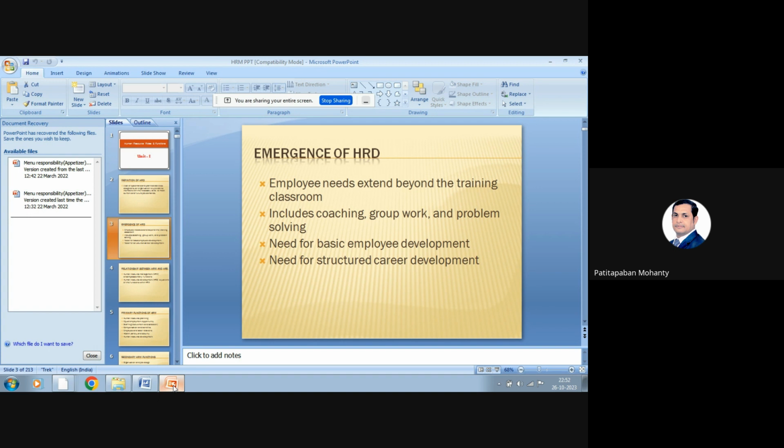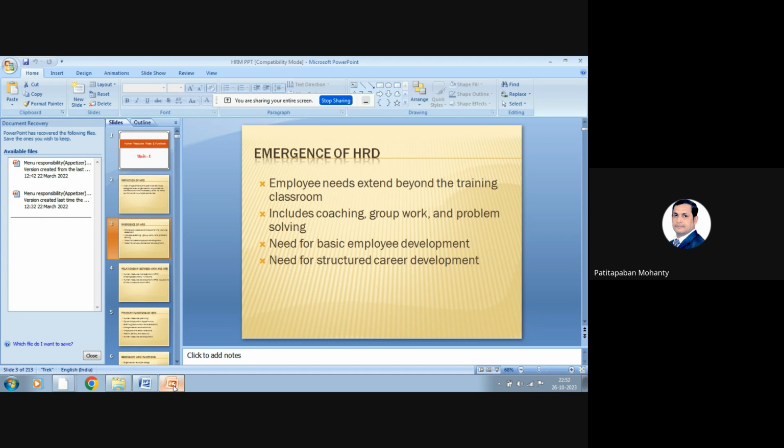The first reason is that nowadays there are so many tasks coming, so much work is coming. People are very multitasking, and they are working in a multi-client environment. So for that reason, there are so many resources we require on an everyday basis. And apart from that, employees need to extend beyond the training classroom. So that is also another important criterion.